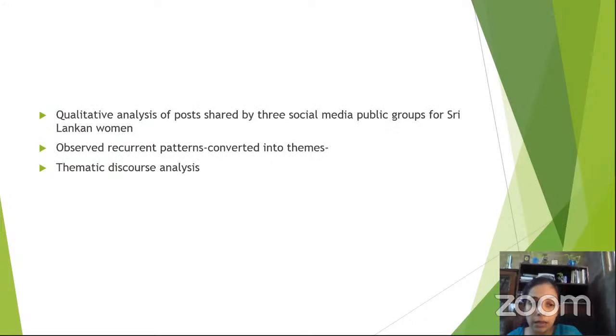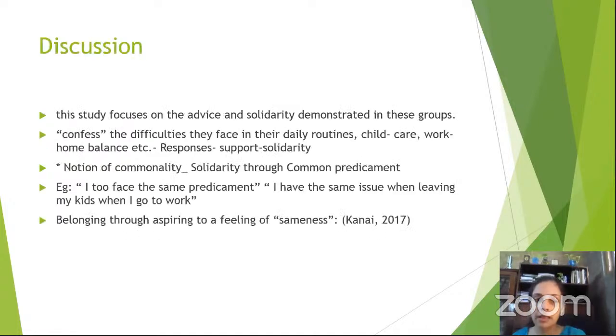I would be engaging in a qualitative analysis of posts shared by three social media public groups for Sri Lankan women. So I would be doing a very close reading, and I have observed recurrent patterns which were later converted into themes, allowing me to engage in a thematic discourse analysis. This study focuses on the advice and solidarity that is manifested in these groups.